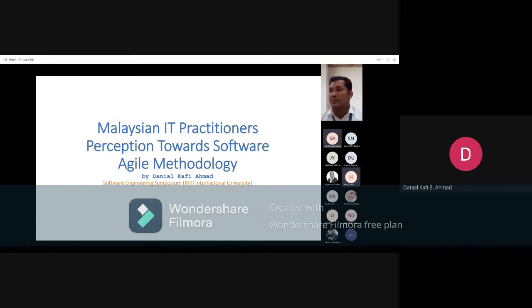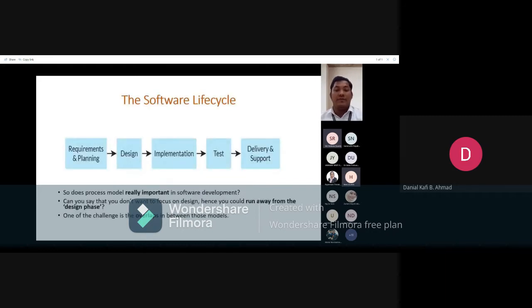So this is what I wanted to share today, and of course, in specific, I wanted to share the interesting parts of how Malaysian IT practitioners perceive the software methodology, specifically agile. If you see here, this is the basic software life cycle that we normally see. We have requirements, design, implementation, test, delivery, and support.